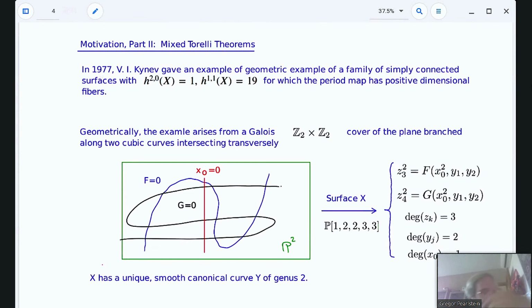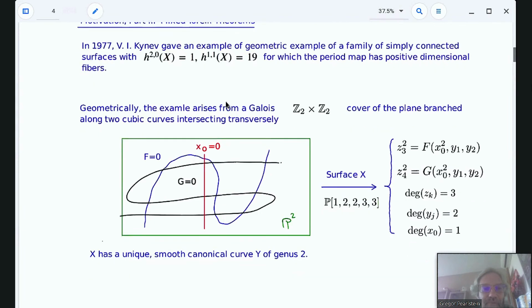Griffiths had asked if the period map could have positive dimensional fibers in some geometric example, and so Kynev gave a geometric example of a family of connected surfaces with h^{2,0} equal to 1 and h^{1,1} equal to 19, for which the period map had positive dimensional fibers. This is of the same flavor as the period domain of a K3 surface. This is not something about the Griffiths infinitesimal period relation failing, because that relation always holds.